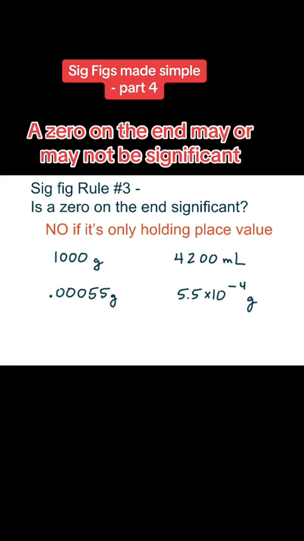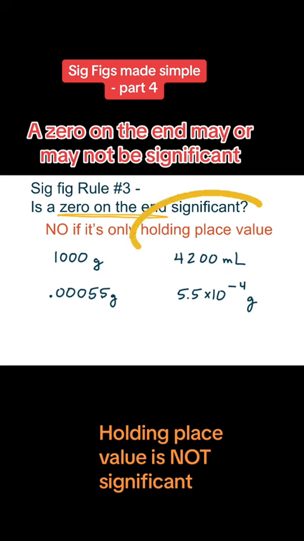Here is the final sig fig rule, and this is probably the trickiest one. What about zeros that are on the end? Are they significant? And the answer is it depends on the purpose for that zero. So if it's only holding place value, it is not significant.